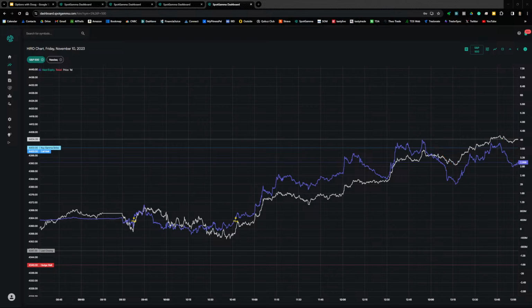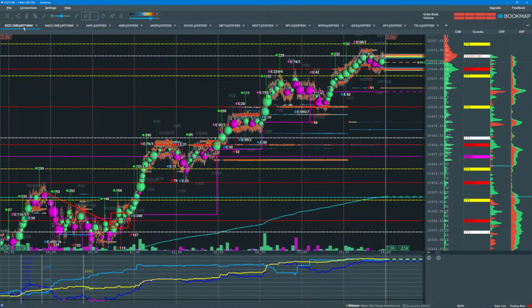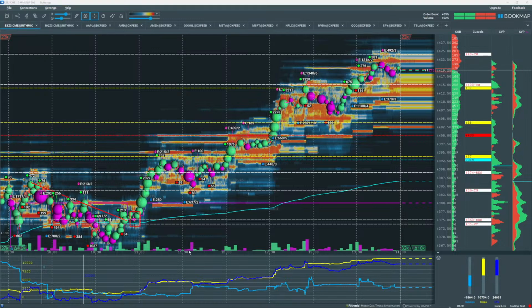All right, let's take a look at Bookmap. All right, also Slow says there is a treasury statement at 2 p.m. We'll watch for that. Let's go back to the S&P 500. Pretty much the same chart pattern as Nasdaq. So what I was looking at this morning was this.